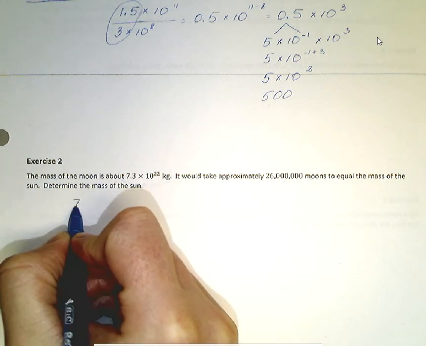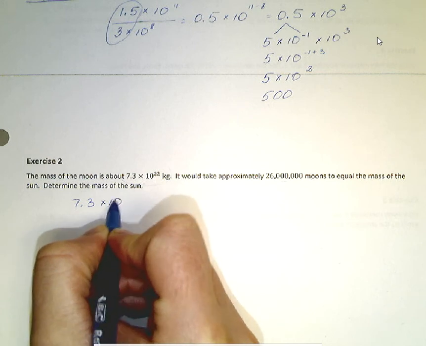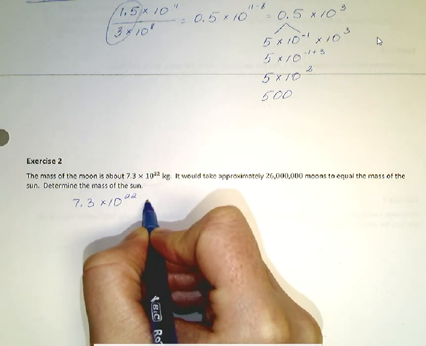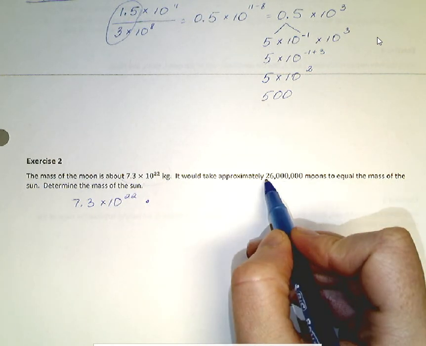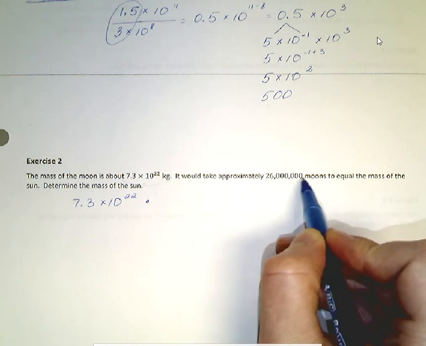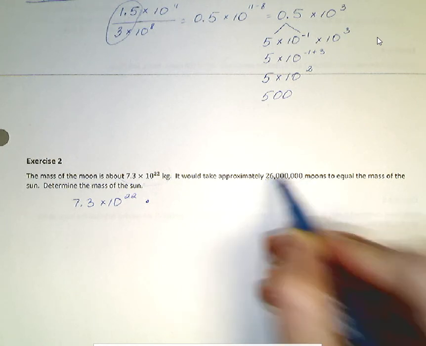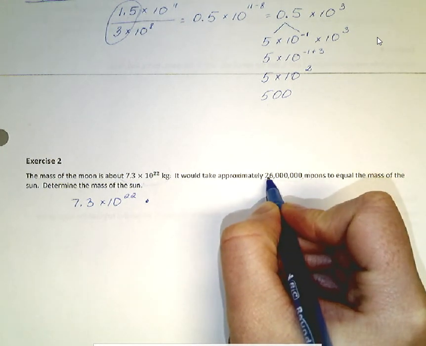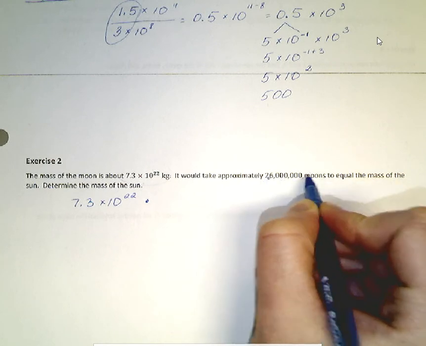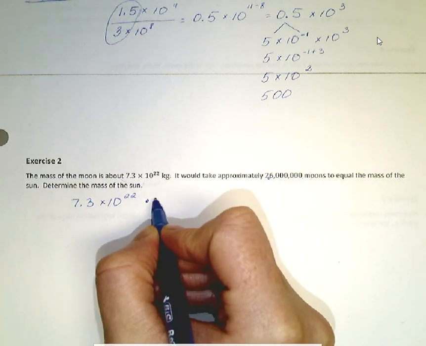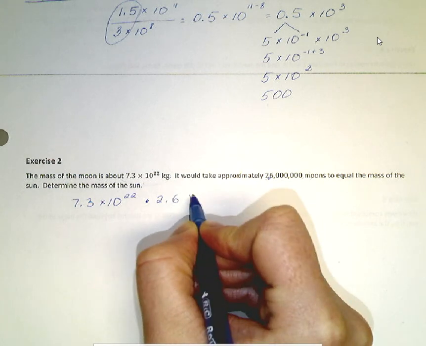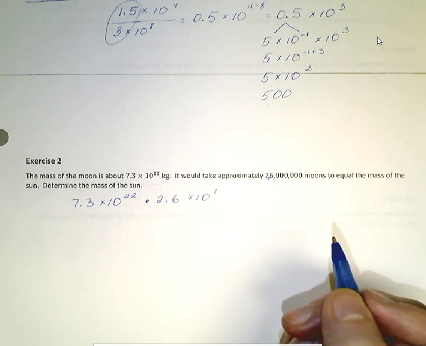So I will take 7.3 times 10 to the 22nd, and I'm going to multiply it by 2.6 times 10 to the 7th, because that's where my decimal is going to be. I will have 7 digits after the decimal. So 2.6 times 10 to the 7th.